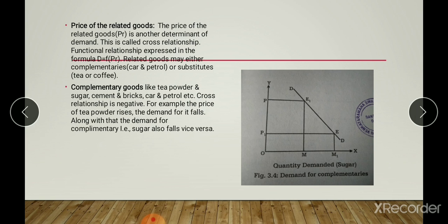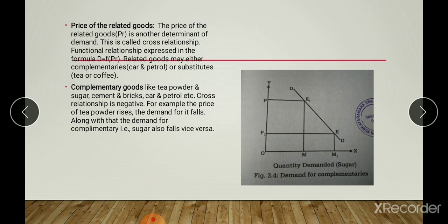Related goods may be either complementary goods or substitute goods. Complementary goods, like car and petrol, pen and ink, are examples. For substitute goods, tea or coffee, like this. Let us first discuss complementary goods like tea powder and sugar, or cement and bricks, car and petrol, etc. These are examples for complementary goods.